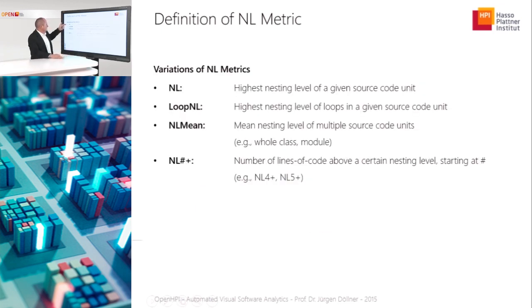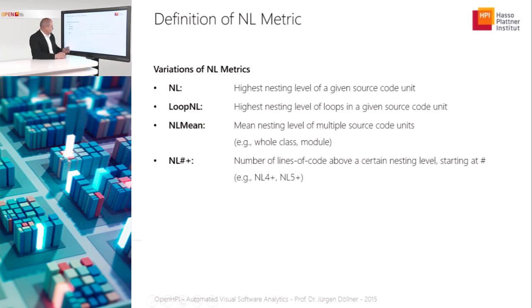These variations include NL, the standard nesting level metric, the highest nesting level of a given source code unit. There's also a variation called loop NL, the highest nesting level of loops in a given source code unit. So it focuses on this specific programming construct, the loops. The mean nesting level, that means the mean nesting level of multiple source code units, for example, in a whole class or module. And the nesting level above a certain value, starting at typically 2, 3, 4, or 5, denoted NL4 plus or NL5 plus. These are some variations of this software metric.